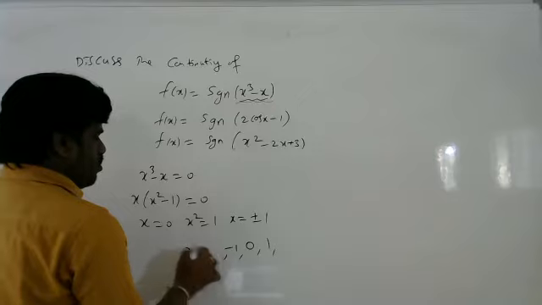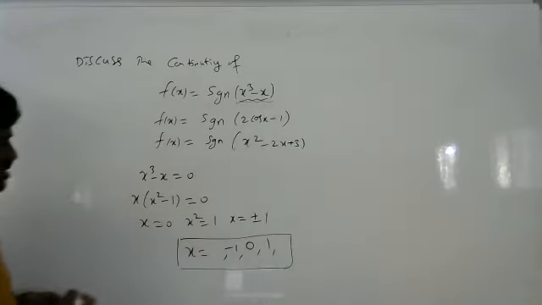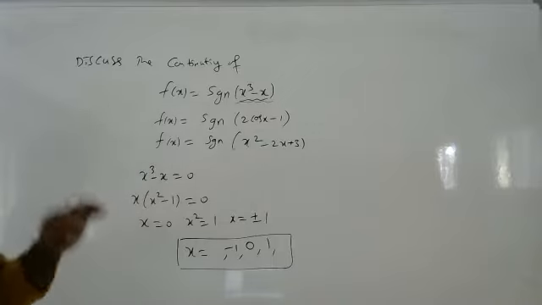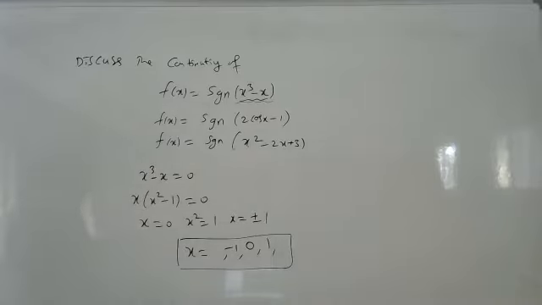So x equal to these places are the points of discontinuity. The signum function will be discontinuous at 3 points: minus 1, 0, 1. Did you understand? This is a signum condition. The signum function will be discontinuous at the zeros of the function. When it becomes 0, that is the point of discontinuity.